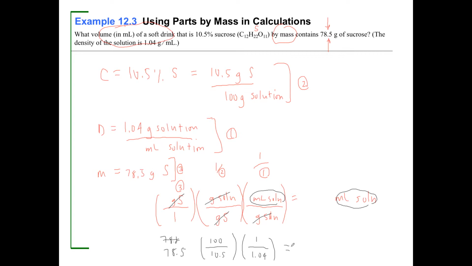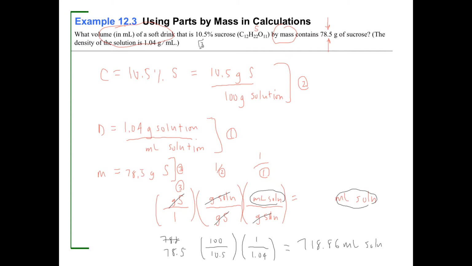Okay, and I've got to grab my calculator. So it looks like it's 78.5 times 100 divided by 10.5, times 1 divided by 1.04. Is that right? 718.86. This gives us 718.86 mL of solution. Okay, let's go through and see what our sig figs are.